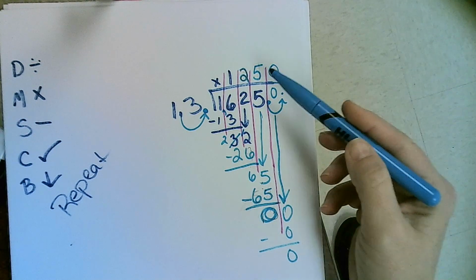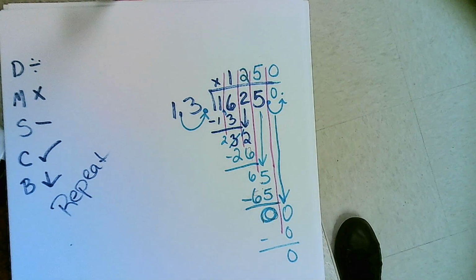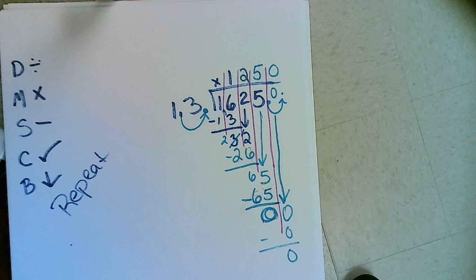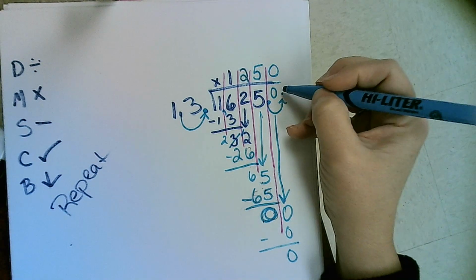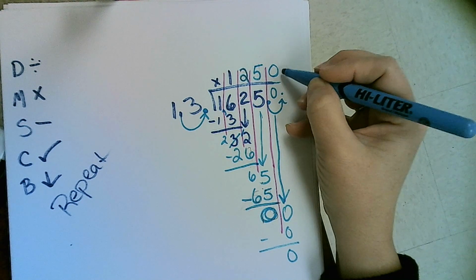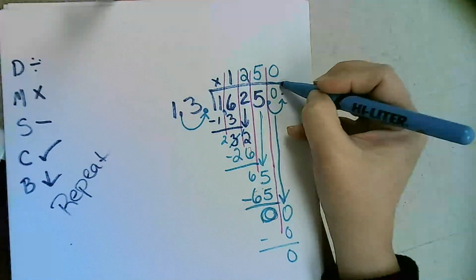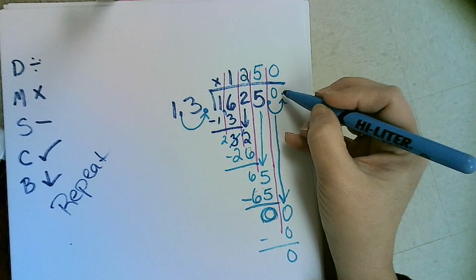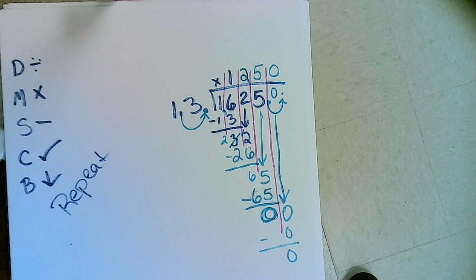My answer is 1,250. Now, if I had other numbers, I would just bring that decimal straight up, but there's nothing there, so I'm not going to write the decimal. But in math, when you have a decimal in the dividend, it just goes straight up. All right? And that's the basics of dividing decimals.